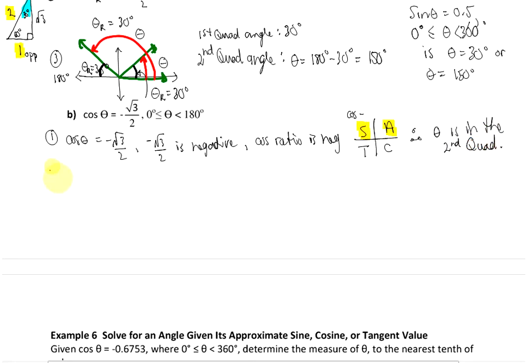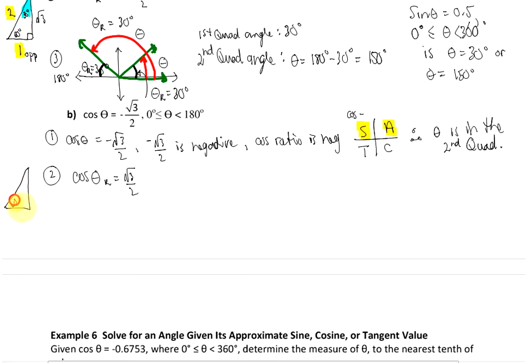Okay, so now we want to determine our reference angle. In order to do that, I need to make my negative root 3 over 2 positive because my reference angle needs to be between 0 and 90 degrees. So I'm looking for something that could be a first quadrant angle, right? So I need to make that positive. Now, root 3 over 2 should suggest to you once again that this is a 30, 60, 90 triangle. So let's take a look.